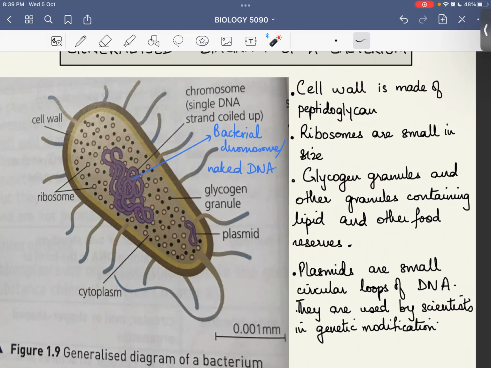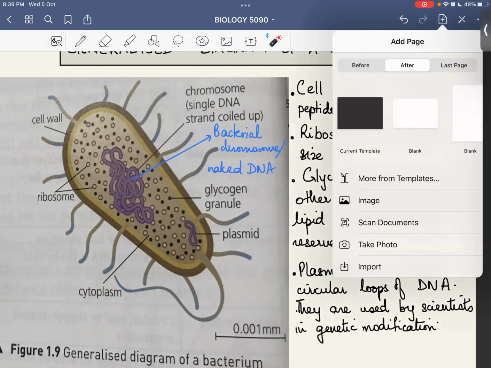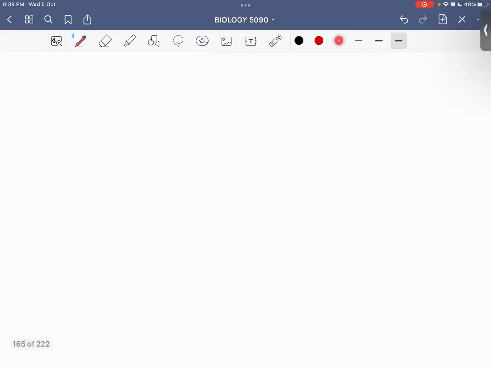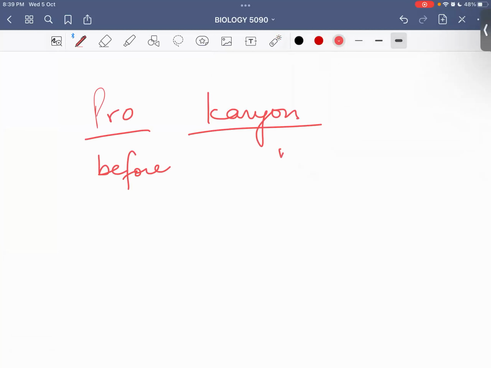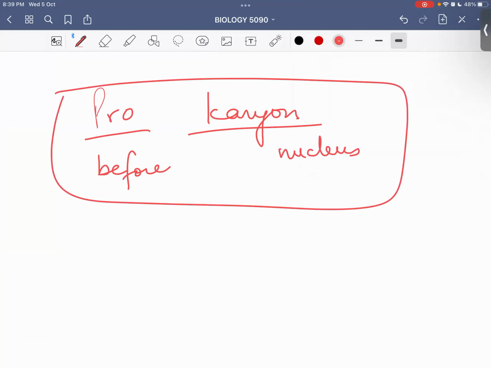And that's why we call them prokaryotes. The word pro means before, okay? Before. And the word karyon means nucleus. So we say bacteria are very ancient organisms, and they were found on this earth even before any higher complex animals or any other organisms were found. So they are the simplest of all the organisms.